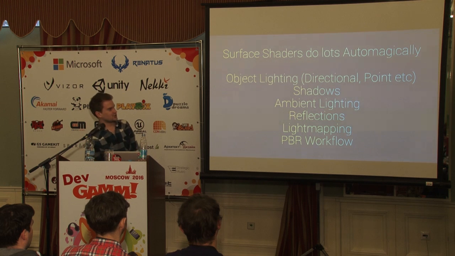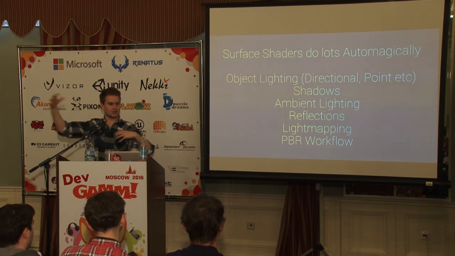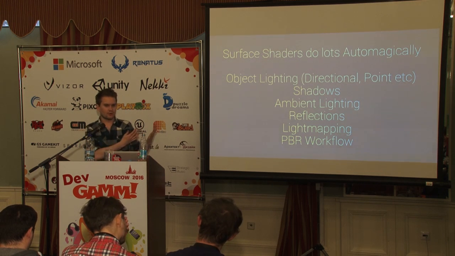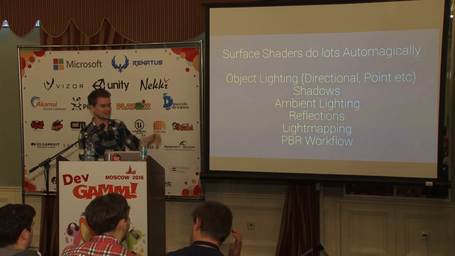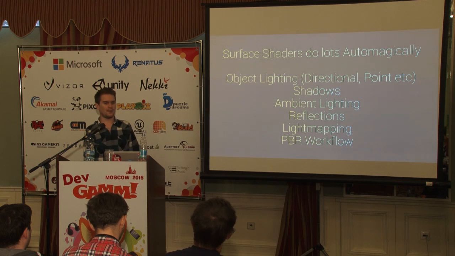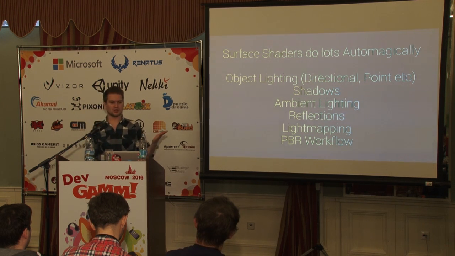So they do things such as all forms of lighting in Unity. They calculate ambient lighting. They also calculate reflections, so water reflecting the sky and all that stuff. Unity has 6 forms of light mapping, which is crazy. It does all 6 of them automatically. And it does the whole PBR workflow of an emission map, a normal map, a specular map, all those things automatically in 41 lines of code.